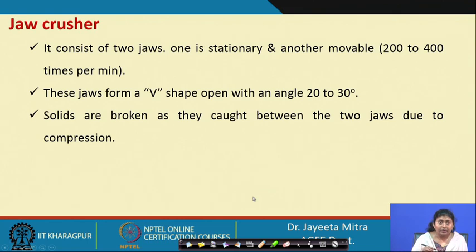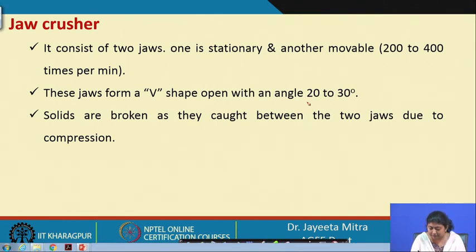So, when we feed the product, we can feed by direct feeding or by hopper, or there may be some feed roll which is controlling the rate of feed, and when they come into this V shaped groove, which has an angle between 20 to 30 degree, then the solids are broken between the two jaws because of the compression force.